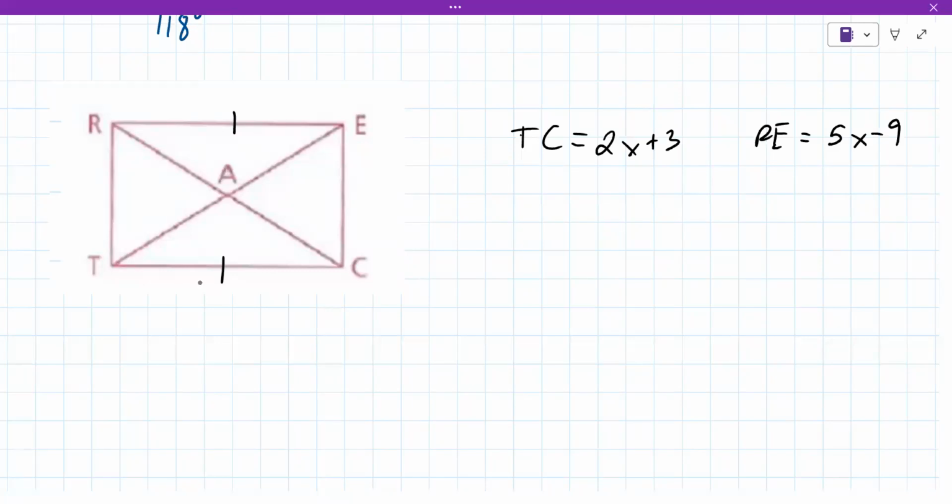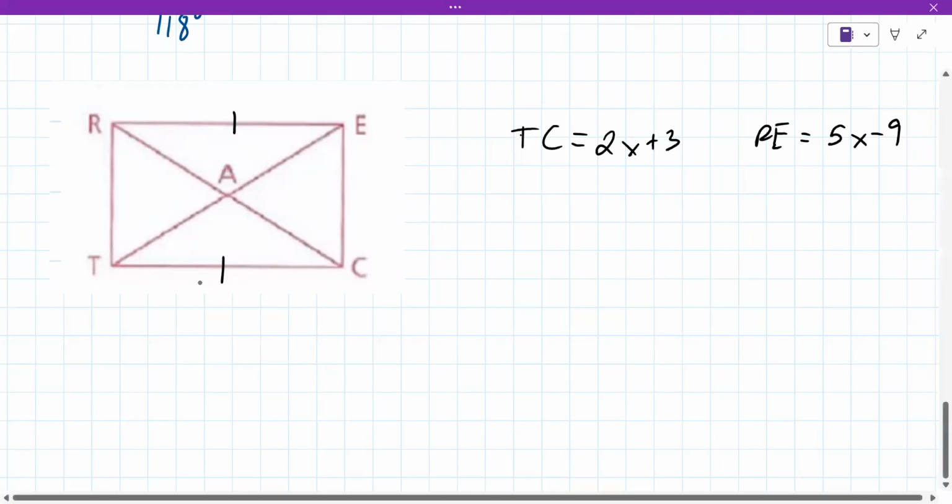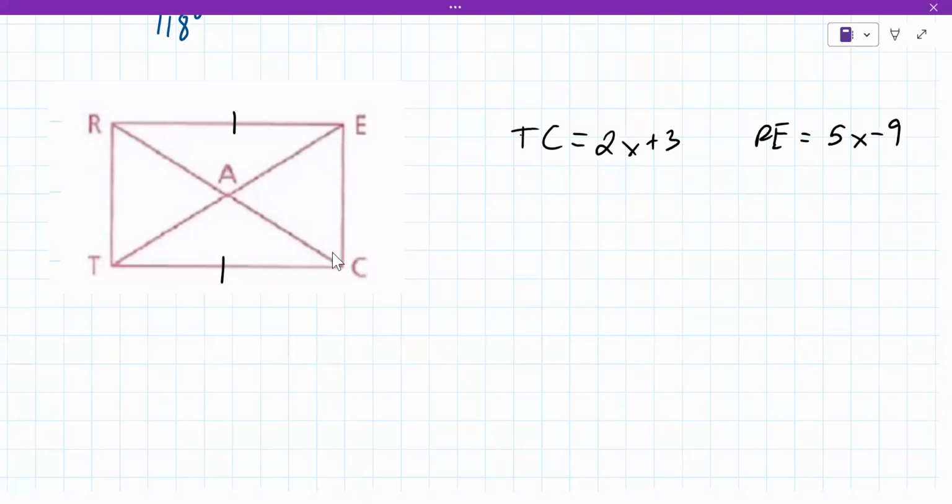Well, PC and RE... for the Pythagorean theorem, it's like sin cos. Nope. This is a rectangle. What do you know about the sides in a rectangle? They always have four sides. Okay, but what do you know about RE and PC? This is P to C and R to E.